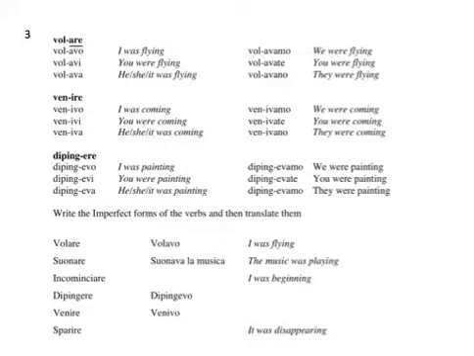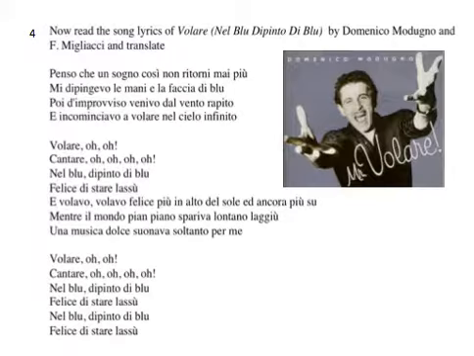Venivo, I was coming. Sparire, it was disappearing. Spariva. Okay, so now we can go on to the actual text itself, and we're going to use a song. Let's pretend it's a poem, but it's still literature. And so this is the famous song Volare by Domenico Modugno. And here we'll probably do some translation.